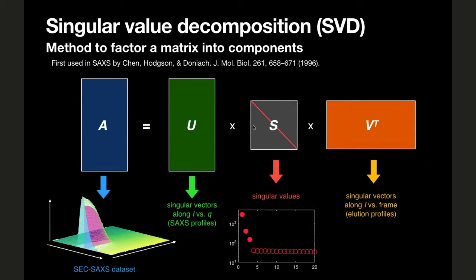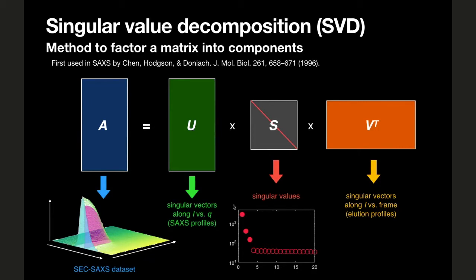The S matrix is diagonal, and it contains positive numbers along the diagonal, which are called singular values. U contains scattering profiles along the columns, and V contains concentration peaks on the columns. That's really cool because you can take your data set, which is a mixture, and separate it into components which are effectively additive components in your data.